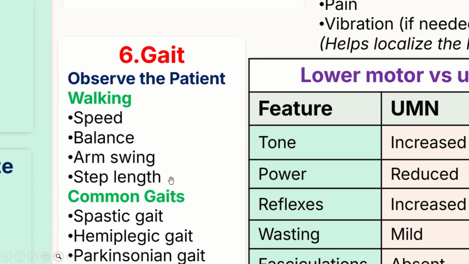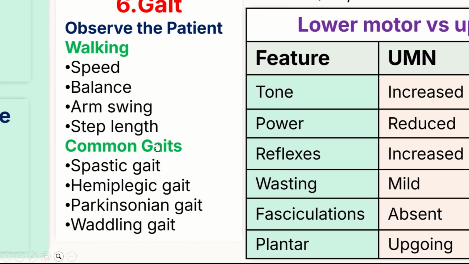Then the most common gaits that we have are the spastic gait, the hemiplegic gait, the Parkinsonian gait, and the waddling gait. It's very important that you check these out. Maybe try and look out for features of how these gaits really look, so that you can always identify them when a patient comes in with them.